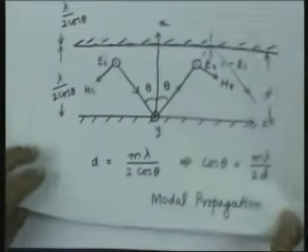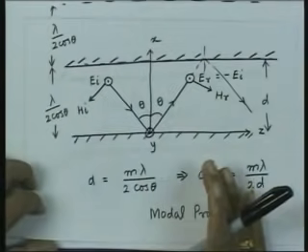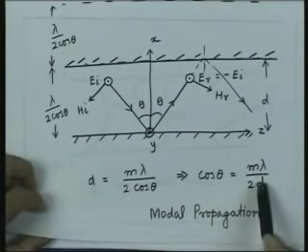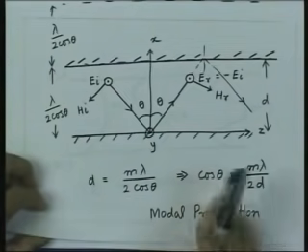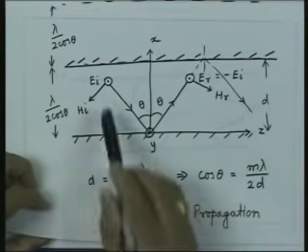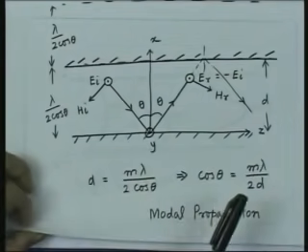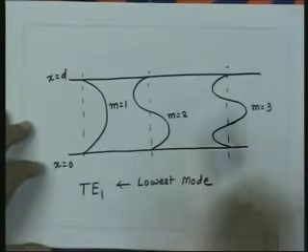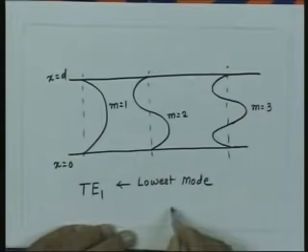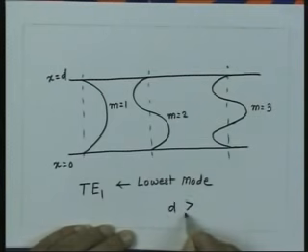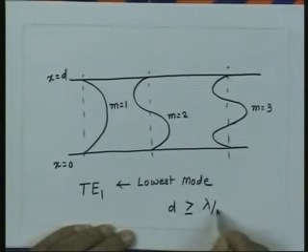If the separation d is less than lambda by 2, then for m equal to 1 this quantity will be greater than 1. I do not have a physical angle at which the wave can be launched. So what that means is, for this lowest mode to propagate inside the structure, my d should be greater than or equal to lambda by 2.